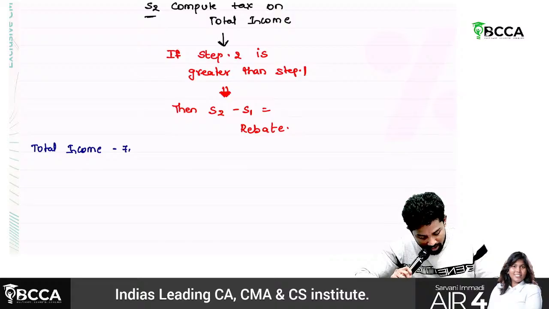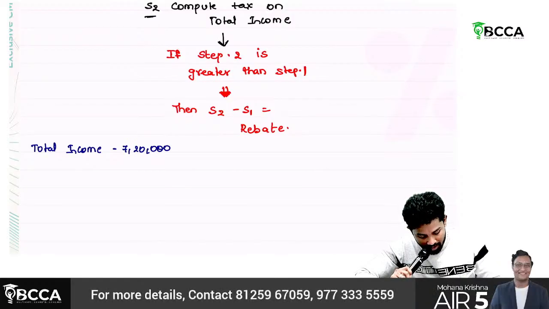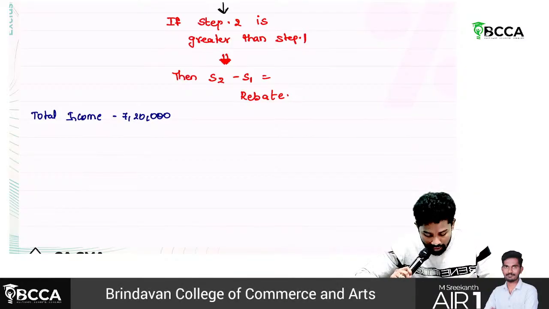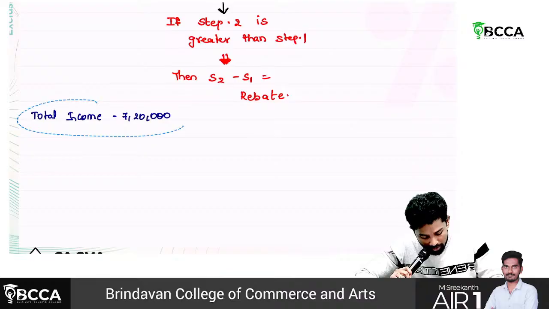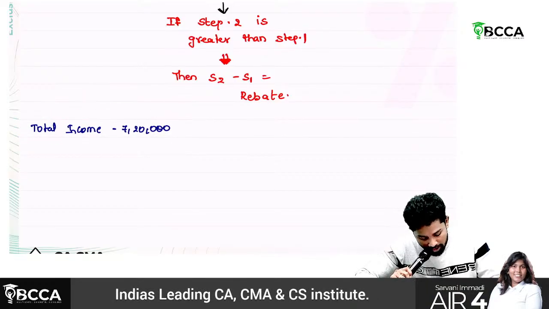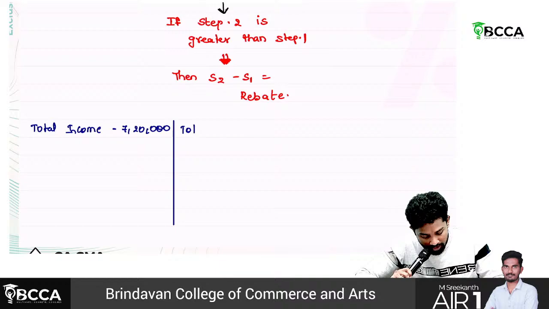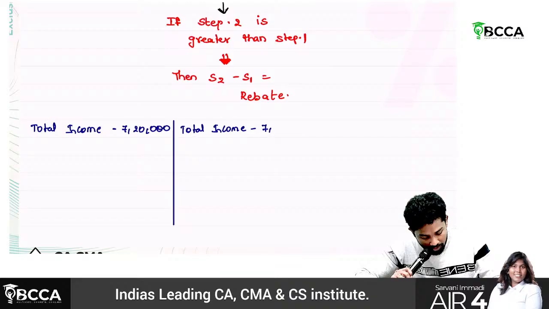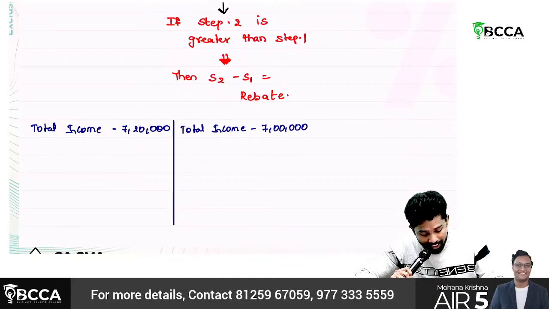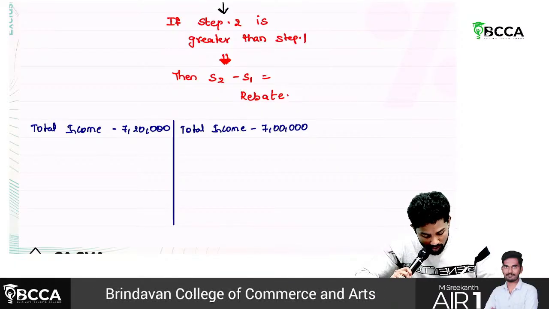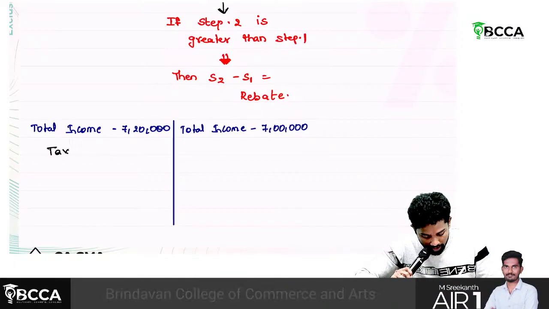Total income is 7,20,000. Assume the default regime only we are calculating. First, calculate the tax. I'm calculating both the cases: total income 7,20,000, and total income 7 lakhs also. Just like the previous explanation, there are two people. Assume one as Raju, the other one as Bhargav. One is having total income of 7 lakh, the other one 7,20,000.